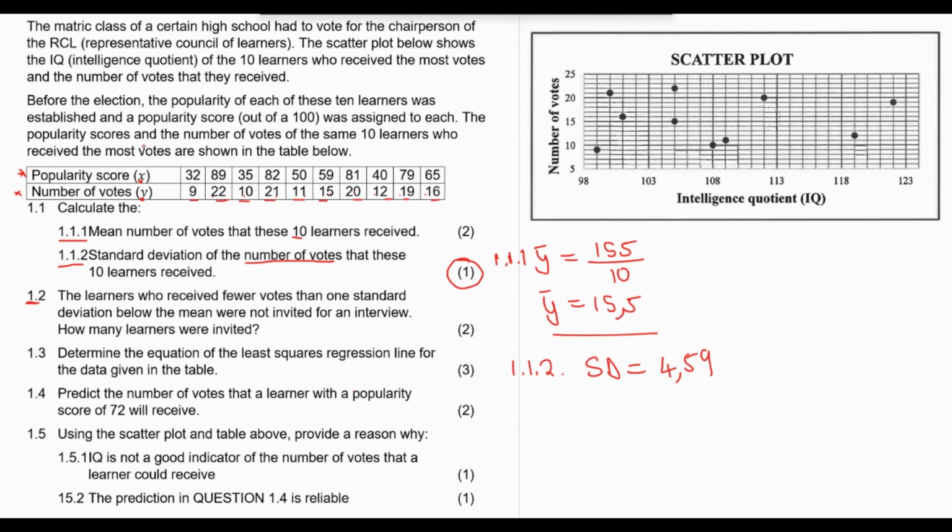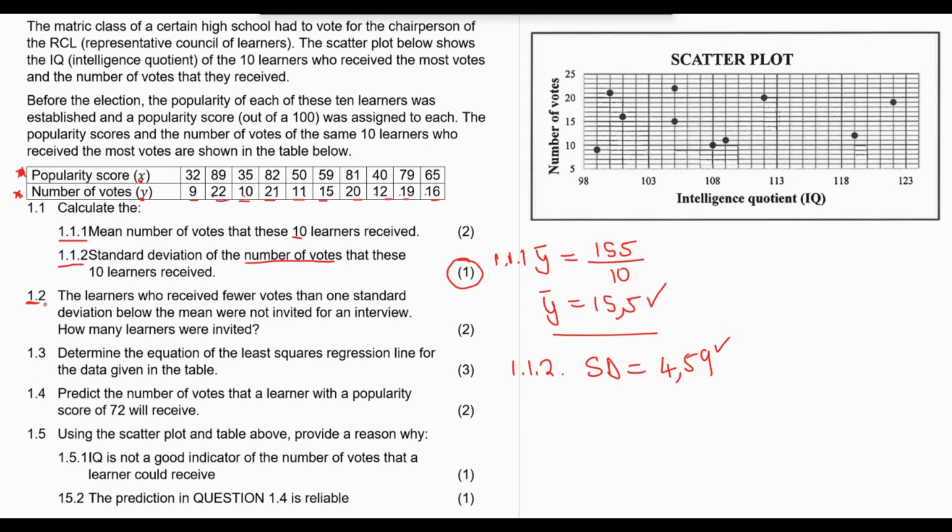The popularity score and the number of votes of the same 10 learners who received the most votes are shown in the table below. We have the popularity score and then the number of votes there. We managed to find the mean for the number of votes. We managed to find the standard deviation for the number of votes.